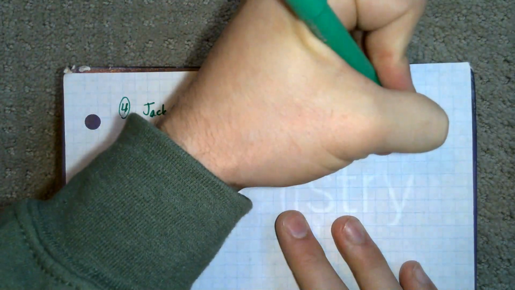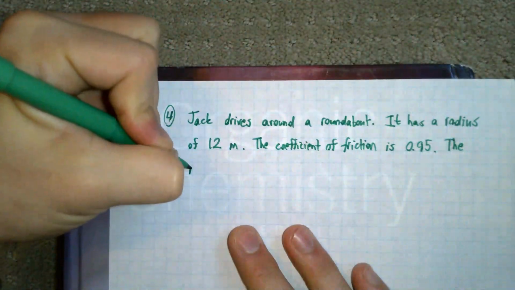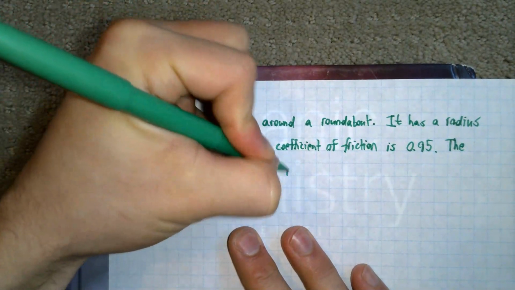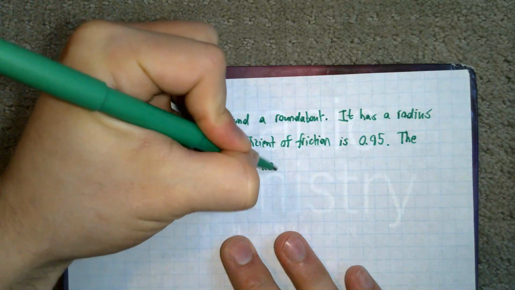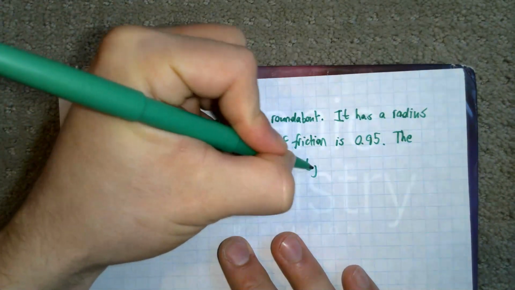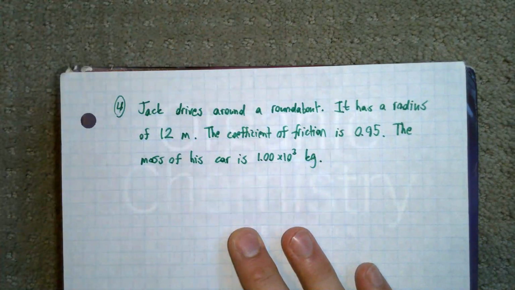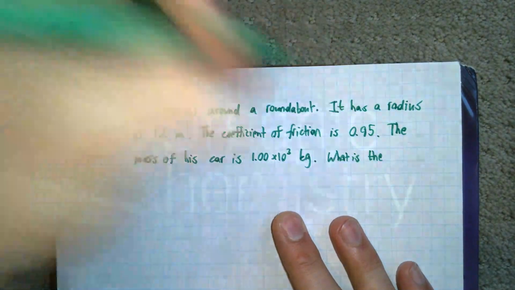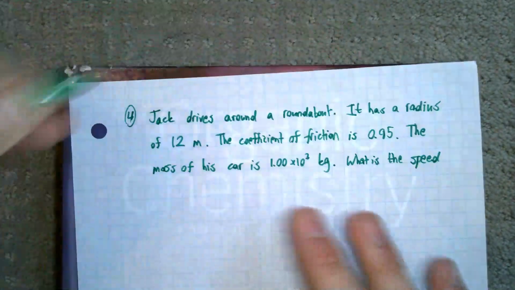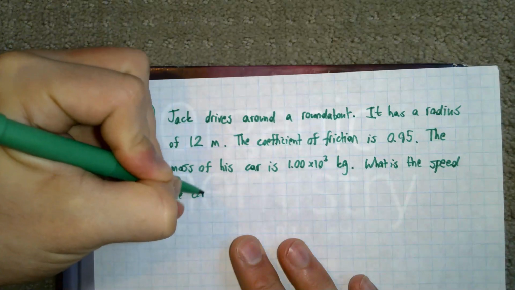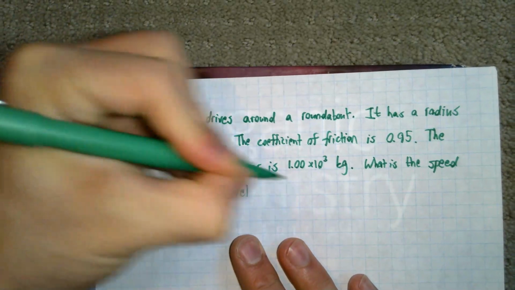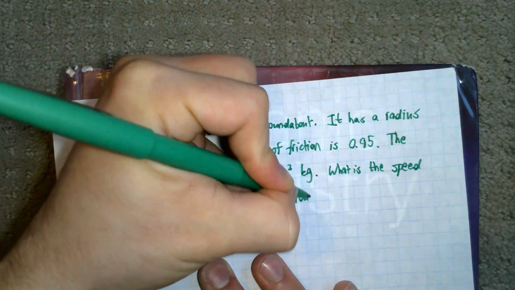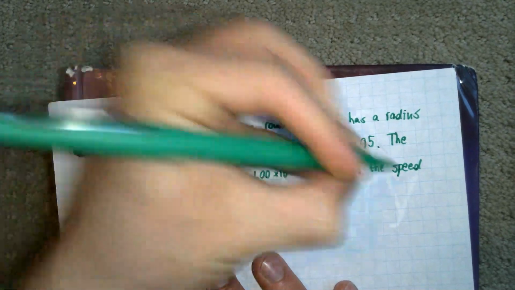And the mass of the car is 1,000. We'll say 1.00 times 10 to the 3 kilograms. Also a reasonable estimate. What is the maximum speed he can travel around this roundabout before spinning out of control?